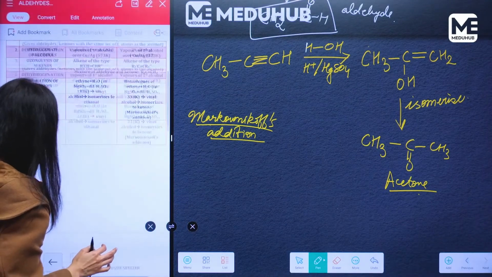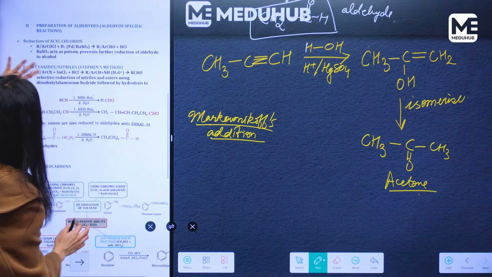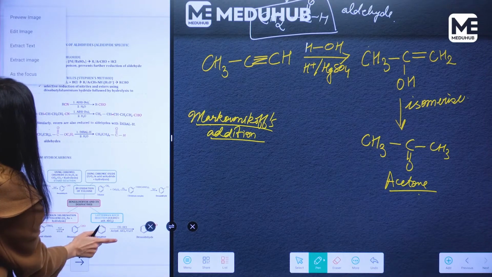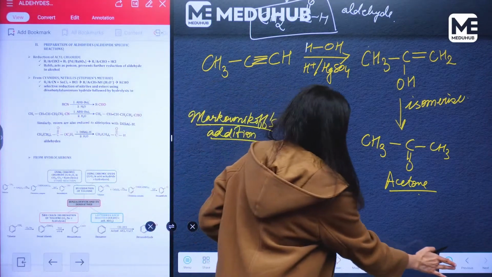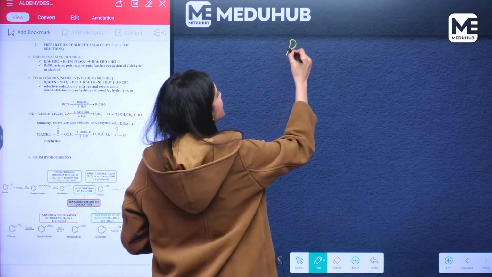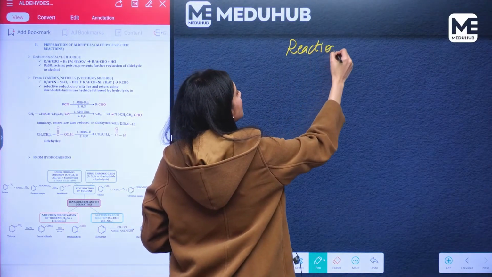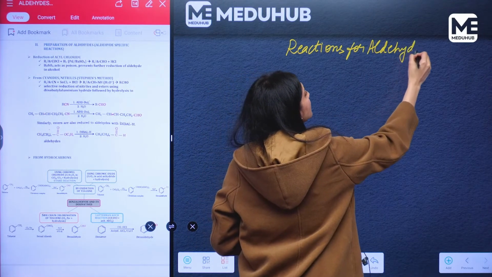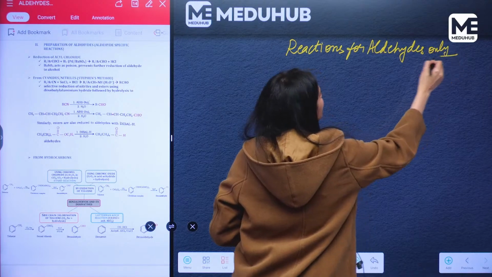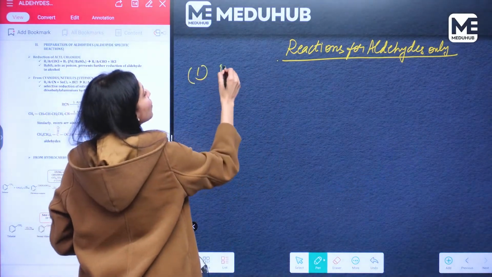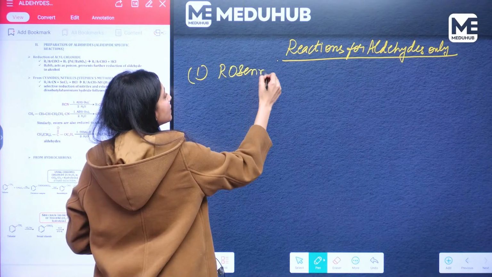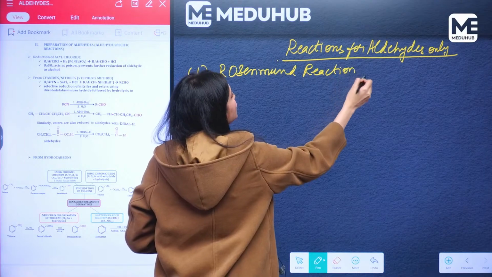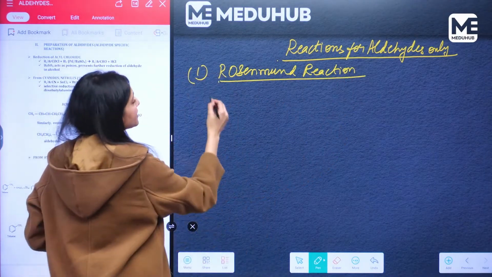Next set of reactions is specific for aldehydes only. So the first reaction that is specific to aldehydes, reactions for aldehydes only, is the Rosenmund reduction. Rosenmund reaction, which is reduction of an acid chloride.